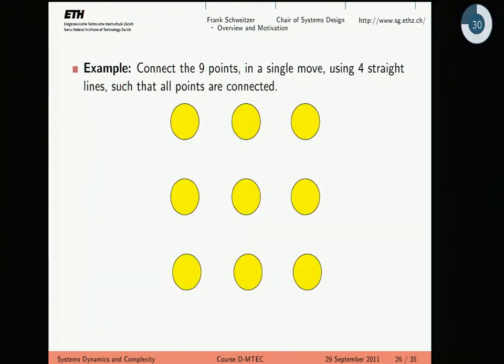This is an example. Probably some of you are aware of it. Those of you who are aware of it, don't say anything. It's an example of connecting these dots in four straight lines. Can somebody do it?